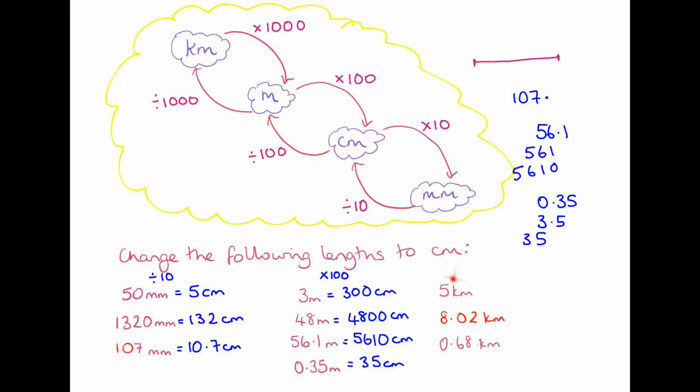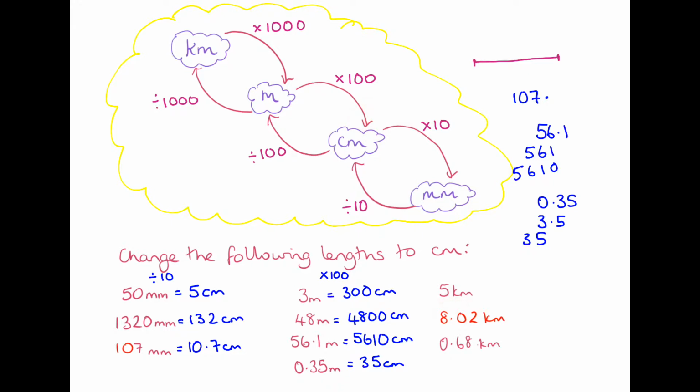We want to change these amounts into centimetres. Okay, so there's kilometres and there's centimetres. So they're not next to each other, but we want to go from kilometres to centimetres. So we're going to have to follow these 2 arrows. Okay, now we're going to multiply by 1,000 and multiply by 100. Okay, so let's try that for this one.